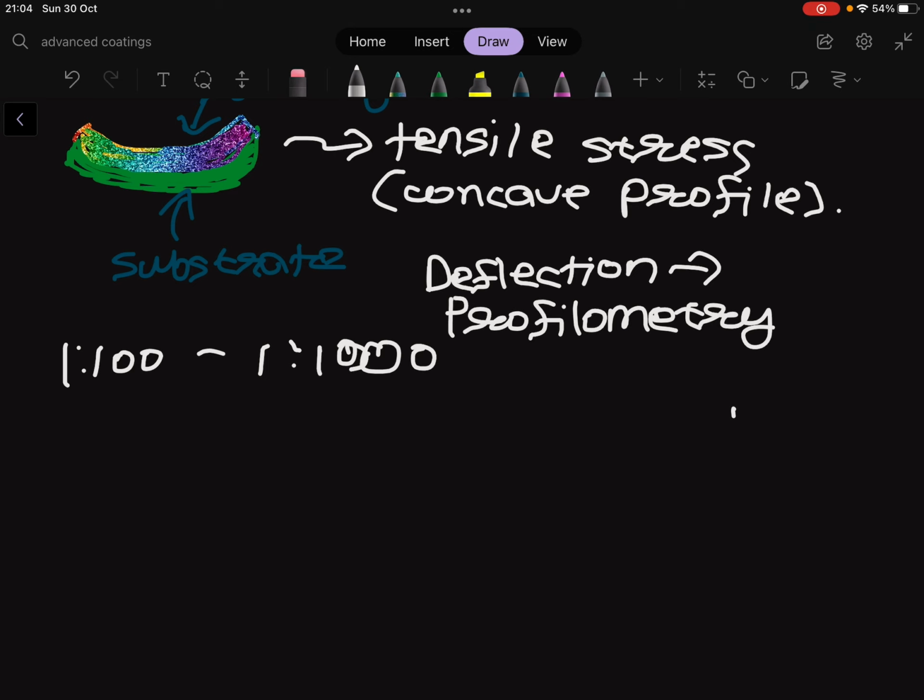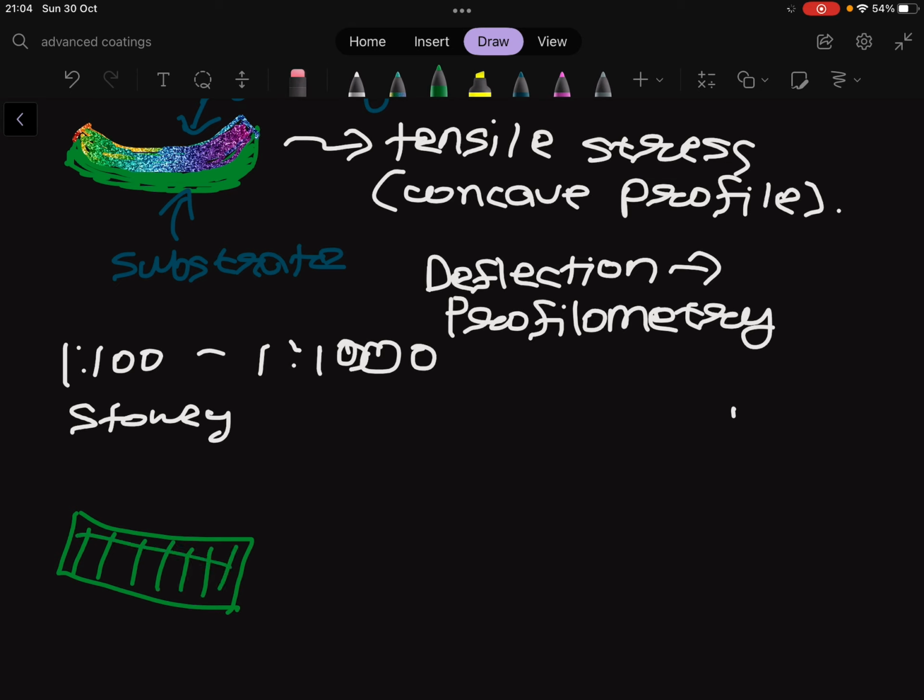Let's have a look. The formulas used in the experimental investigation of film stress are variants of the equation first given by Stoney. This equation can be derived with reference to a film-substrate combination of width W. Let me plot. Suppose this is our substrate, and this is our film.